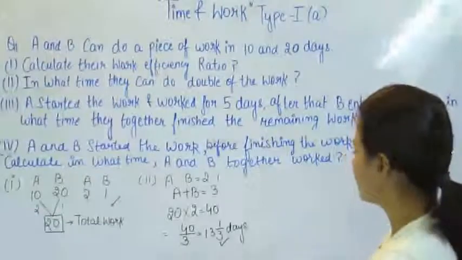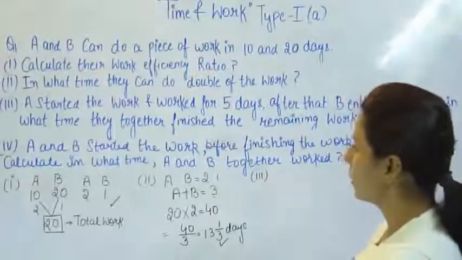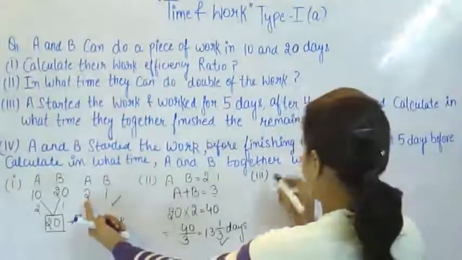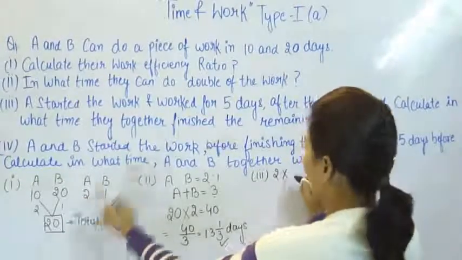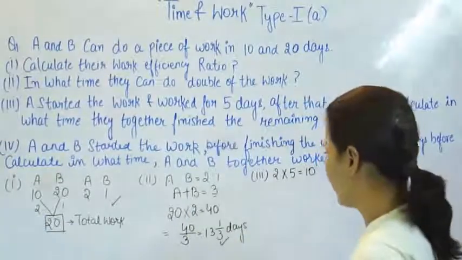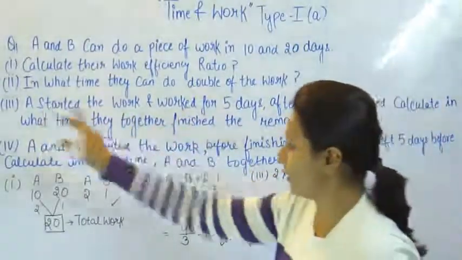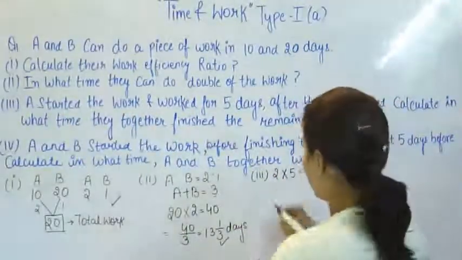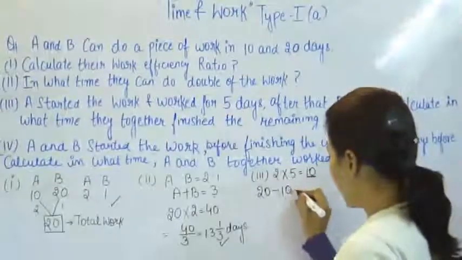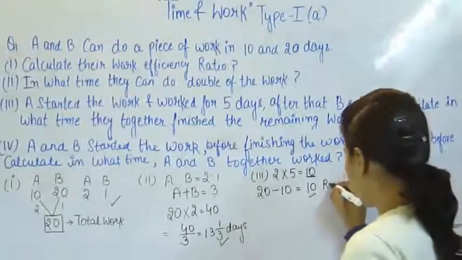Now third question is: A started the work and worked for 5 days. A started the work, which means 2 into 5, so he worked for 10 units of work. This much work has been done by A. Now what was the total work? Total work was 20 and this much work has been done by A. It means 10 work is remaining.